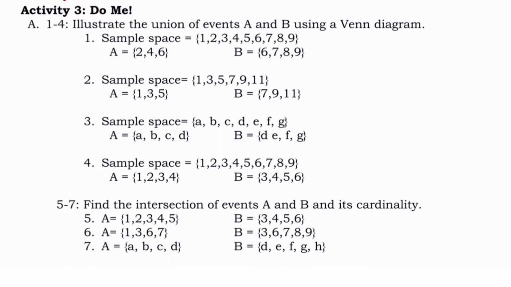For number 2, sample space: elements are 1, 3, 5, 7, 9, 11. Then set A: 1, 3, 5. For set B: 7, 9, 11.